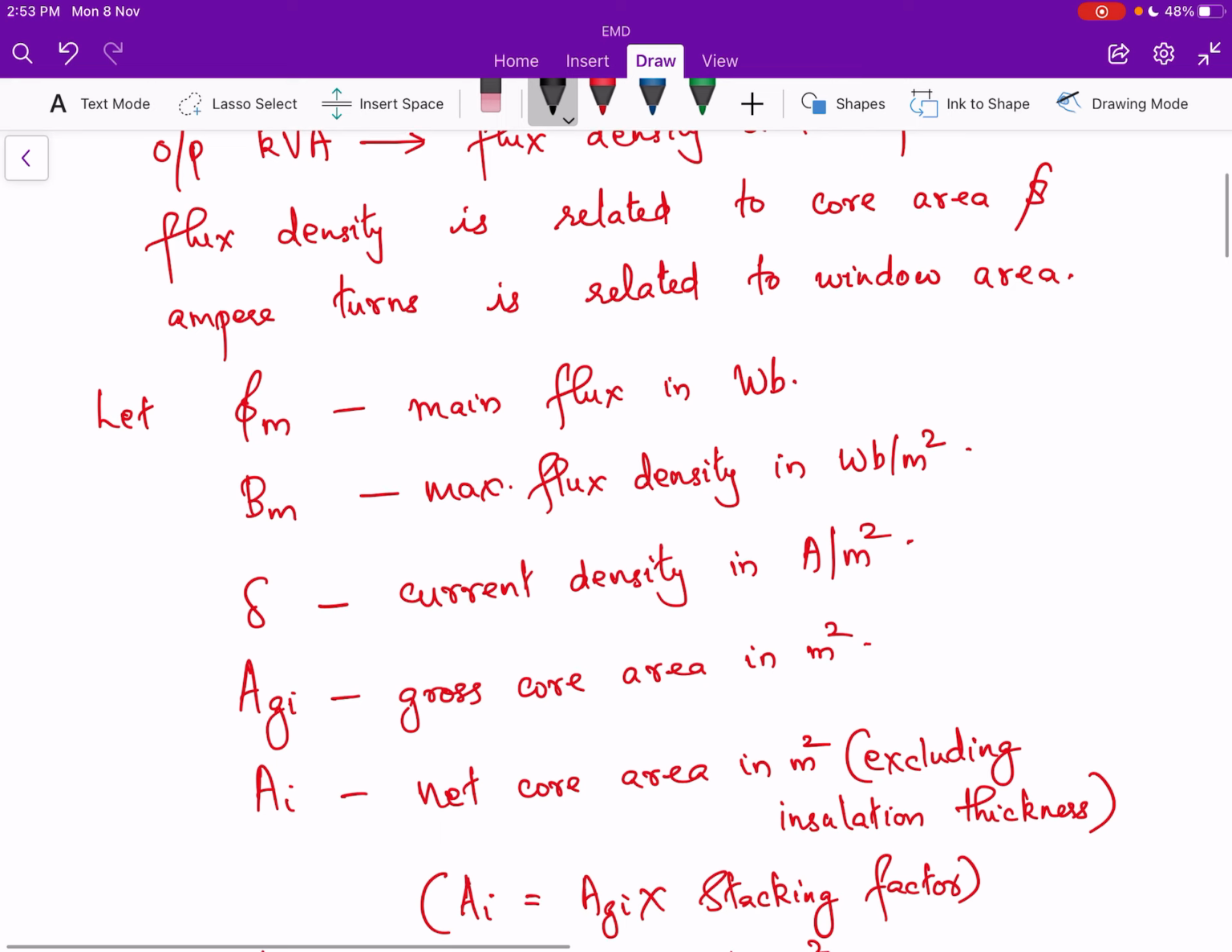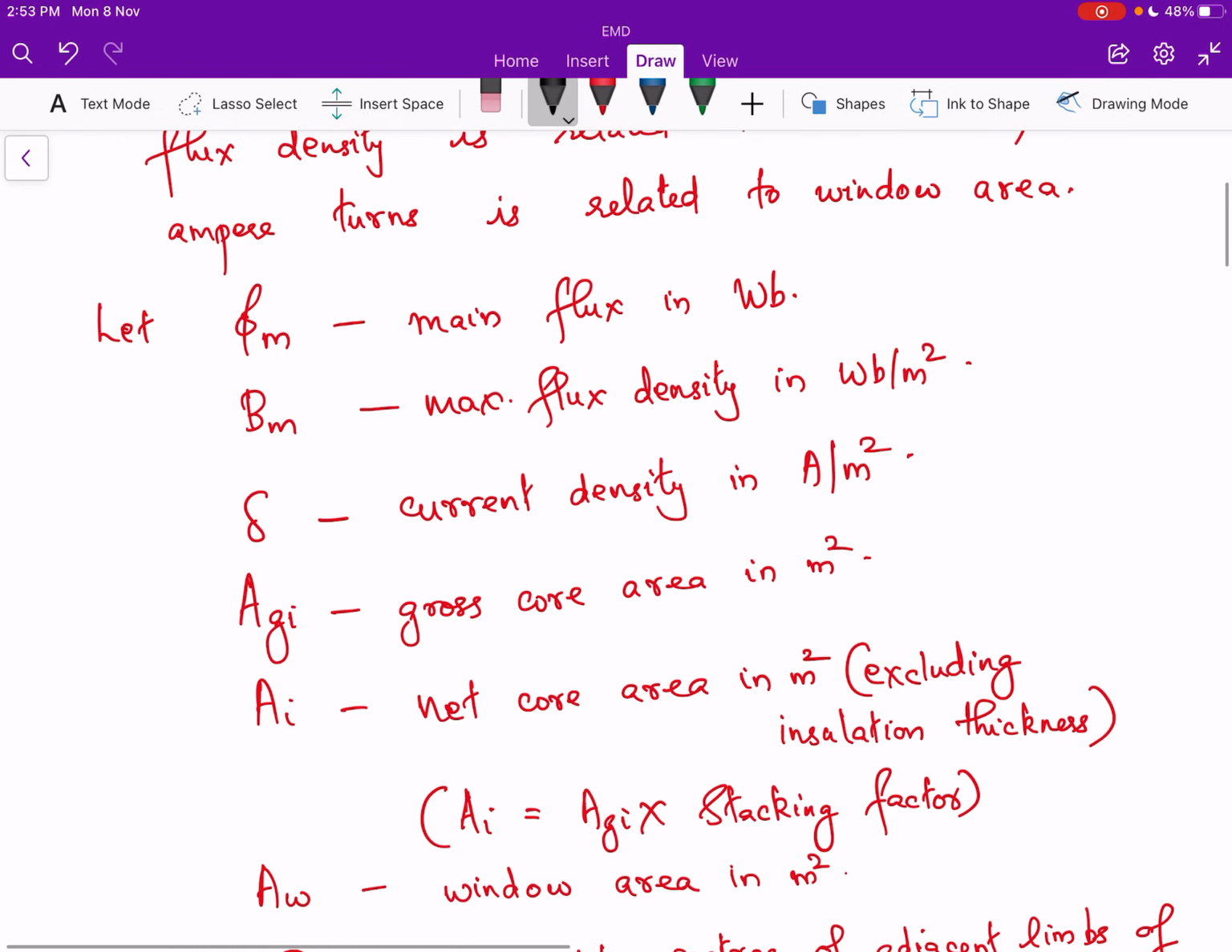So we'll see the terms associated with the derivation. Phi m is the main flux in Weber. Bm is the maximum flux density in Weber per meter square or Tesla. Delta is the current density in ampere per meter square. AGI is the gross core area in meter square, and AI is the net core area in meter square, that is excluding the insulation thickness. So the gross core area and the net core area will not be the same. In order to account for the insulation thickness, we are including a stacking factor here.